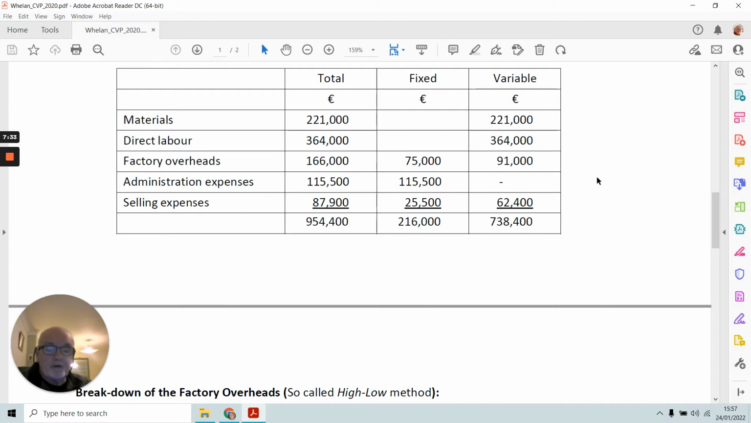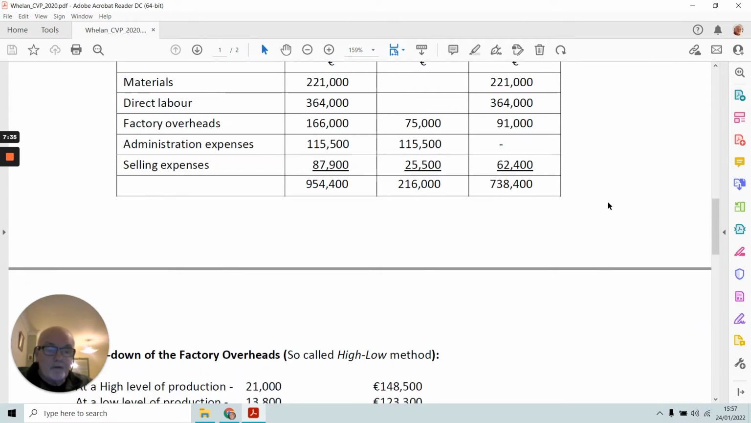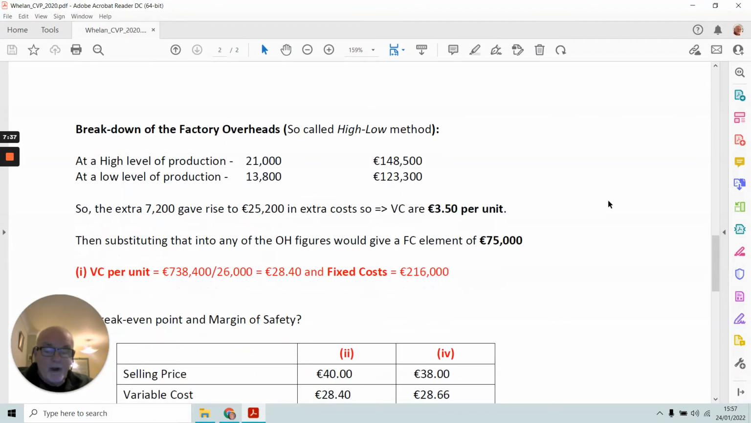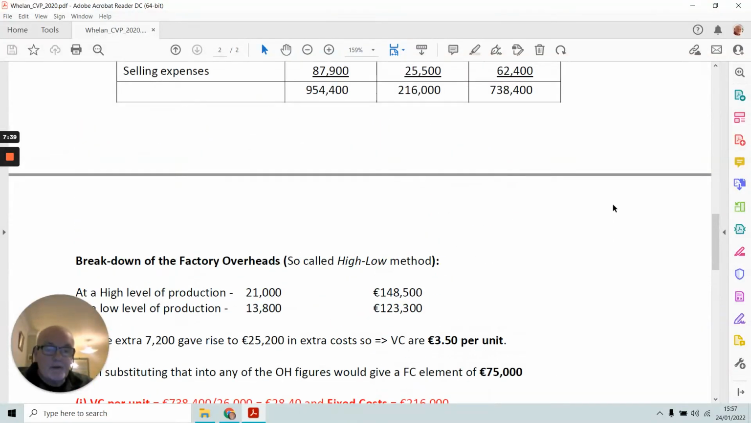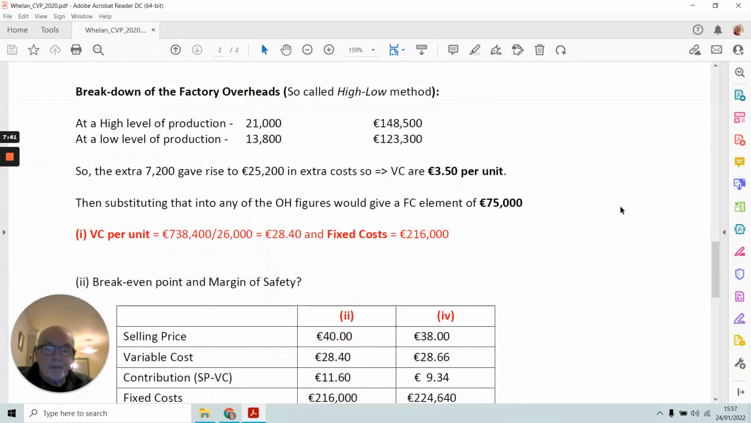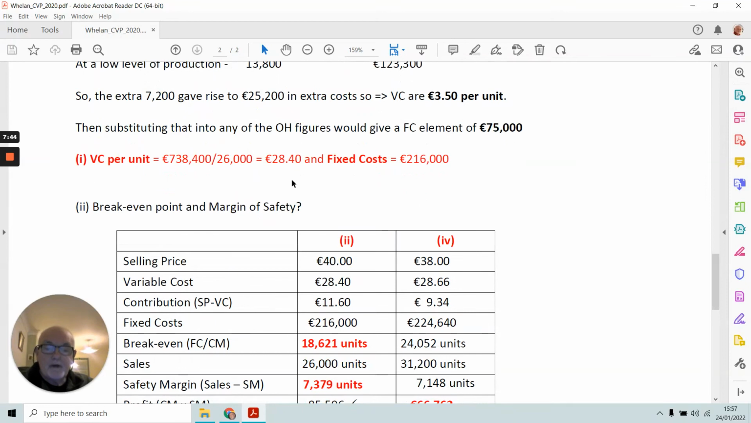So €738,400 divided by our 26,000 units will give us €28.40 for our variable costs, and as we said, our fixed costs are 216.